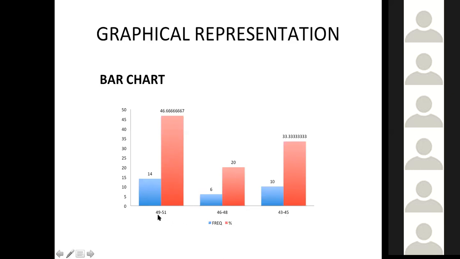And temperature 49 to 51, there are 14 in frequency, and that means 46.67%. So we can present the data in a graphical form, and that might show or visualize the data, and maybe it is more meaningful than the table.